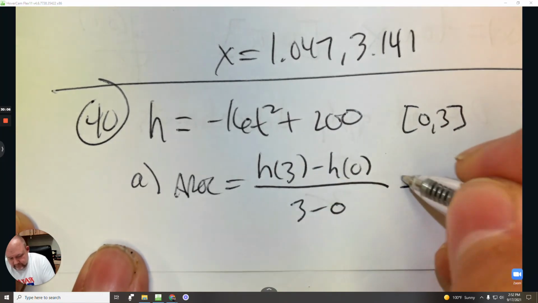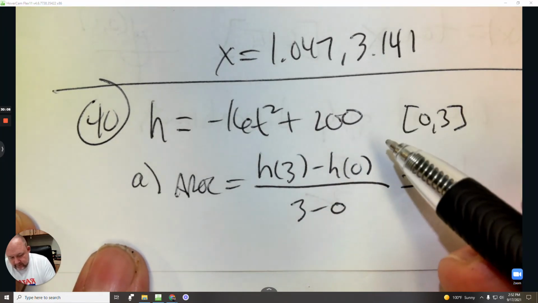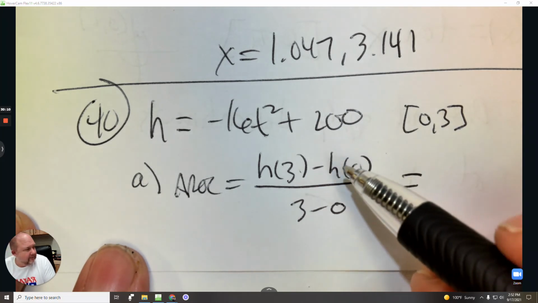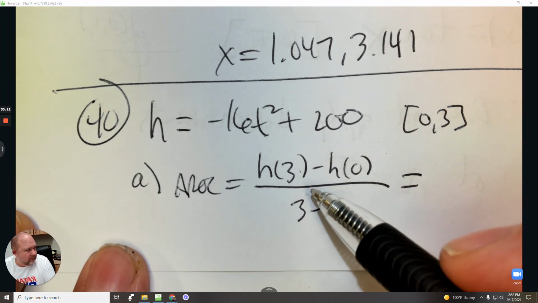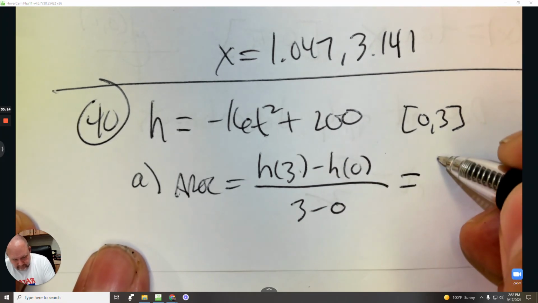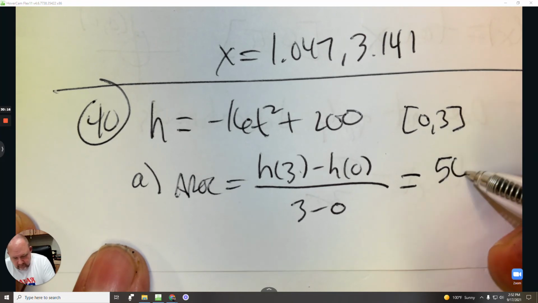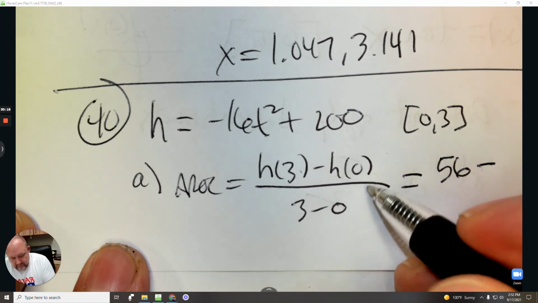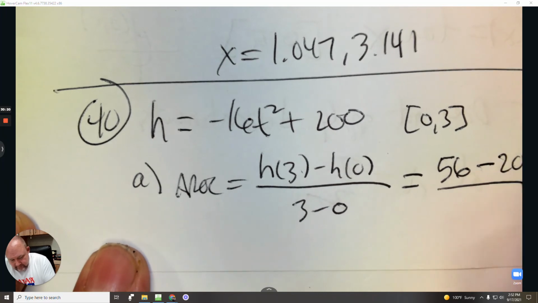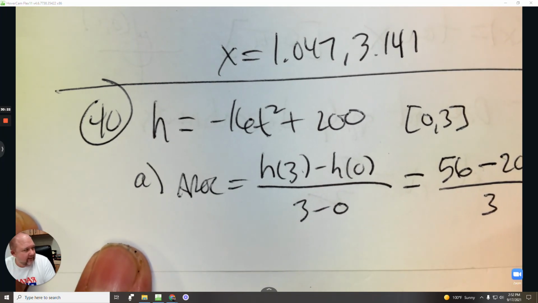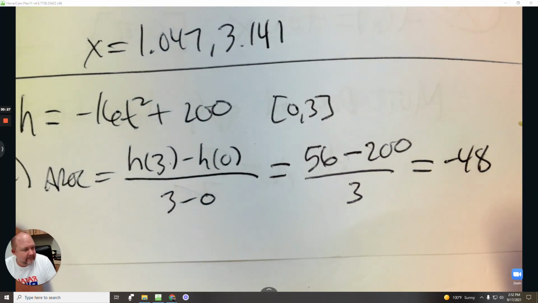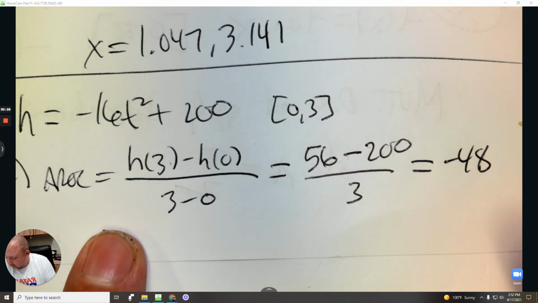If I plug in 3, that's 56. If I plug in 0, it's 200. And then if I divide that through, you can use your calculator, it's negative 48. And the units are feet per second. That's the average rate of change.